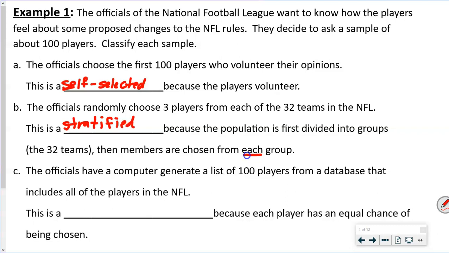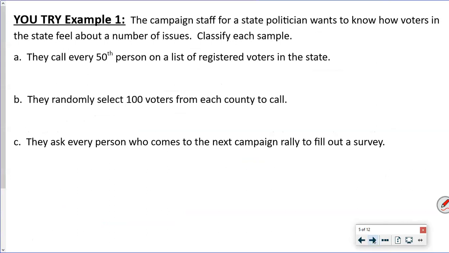And then the last one, the officials have a computer-generated list of 100 players from a database that includes all of the players in the NFL. So this one would be called a simple random sample, because each player has an equal chance of being chosen. All right, let's see if you guys can do these three and then come back to me when you're done.